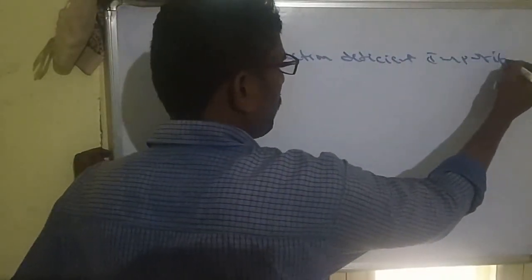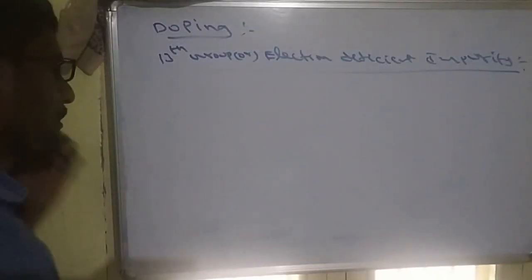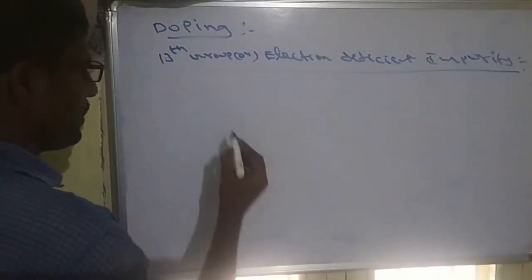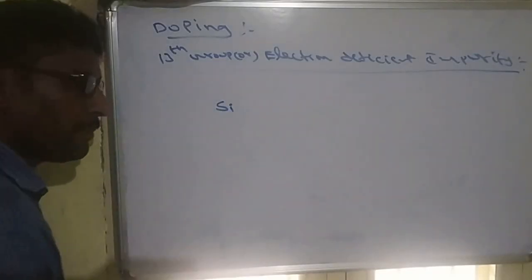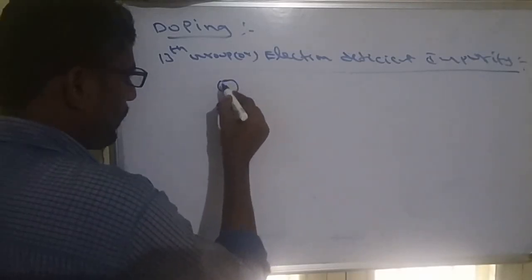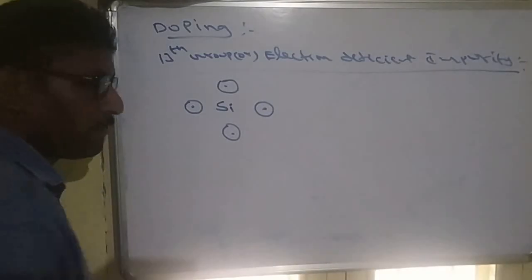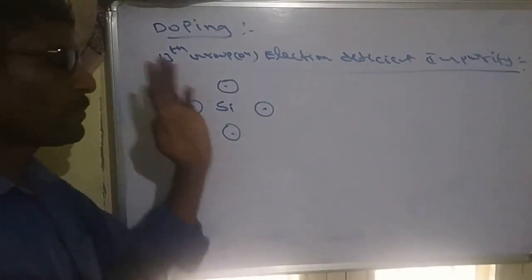So doping can be done by 13th group elements, that means electron deficient impurity. What does electron deficient impurity mean? I am taking a silicon atom. Silicon is an example of a semiconductor. Silicon has 4 valence electrons like this. It is a 14th group element, so the number of valence electrons will be 4.